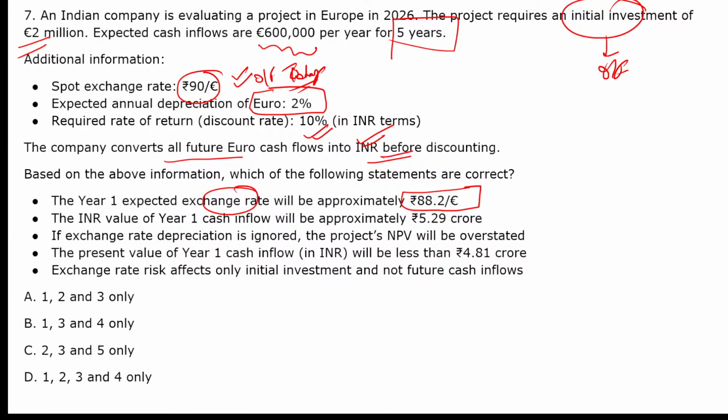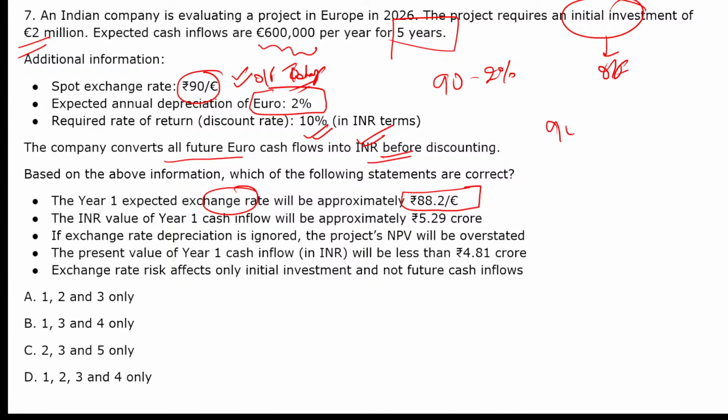We can calculate it because there is an annual depreciation of 2%. So 90 minus 2%. How much will it be? Please tell me in the chat box. Or 90 into 0.98. Simply you can find that. Yes, it will be 88.2.